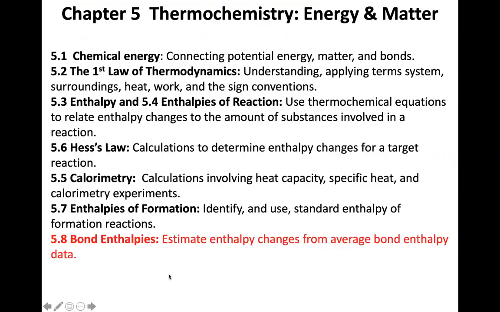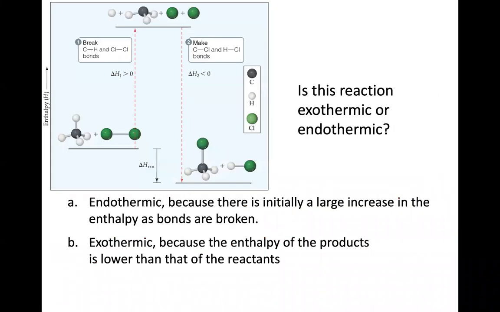Now, this last idea that we have in the chapter is a new one. This is using bond enthalpy data. This is another way that we can calculate the enthalpy change for a reaction. It's another type of provided data. So here's the idea. First of all, look at this case right here. Let's say we are doing a reaction. These are the reactants. It's CH4 and CO2. Here's the product. And we had to go in between to get there.